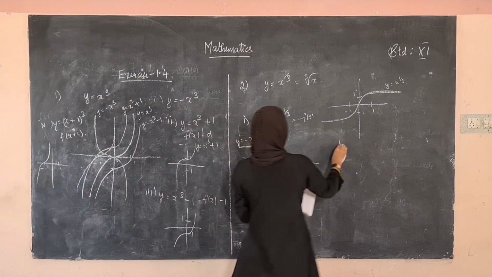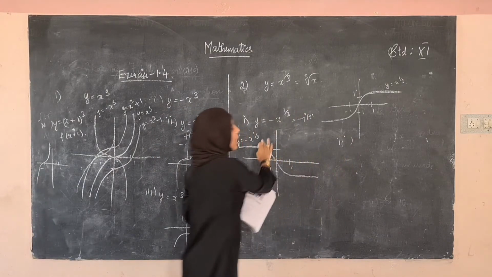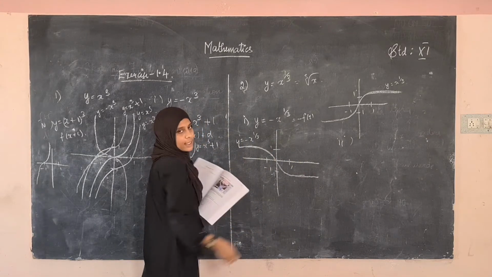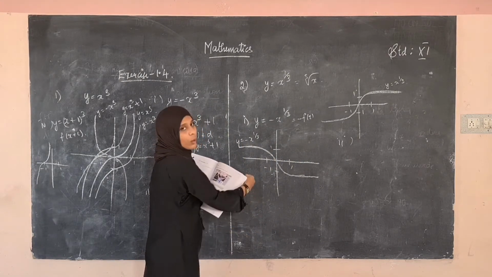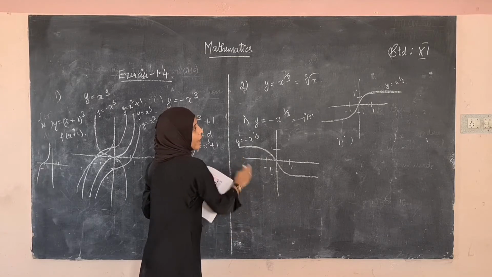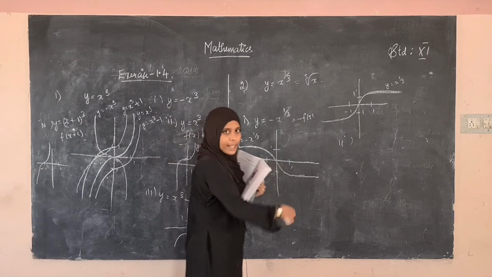Okay, now the second subdivision. You have to write the graph is reflected over the x axis. You have to write because the condition is y is equal to minus f of x, therefore the graph is reflected over x axis. You have to state the reason also.